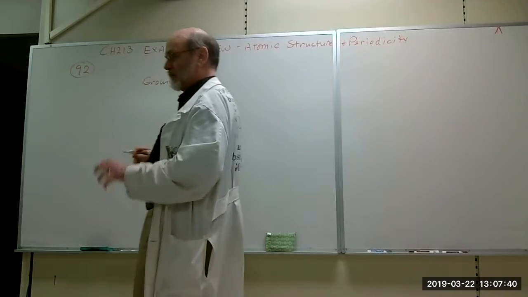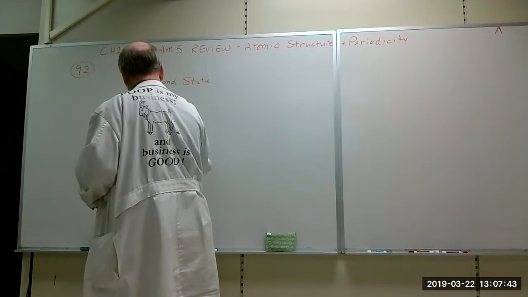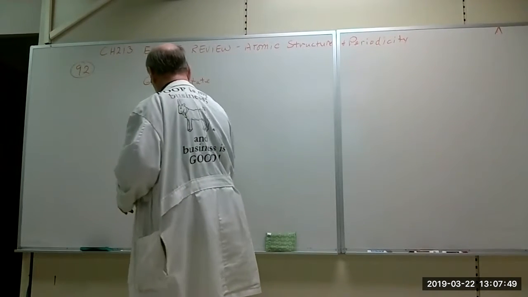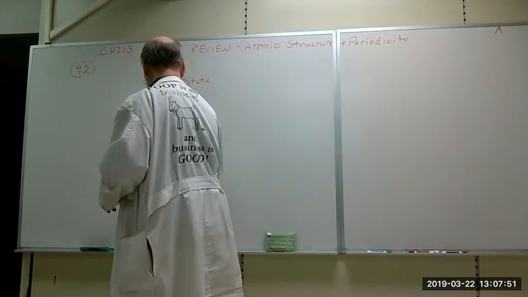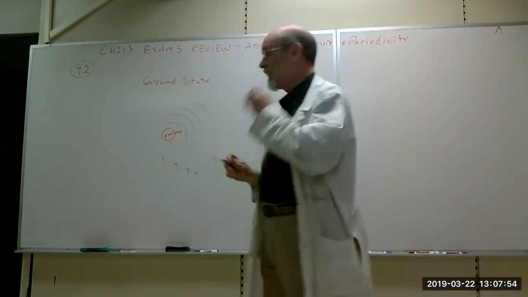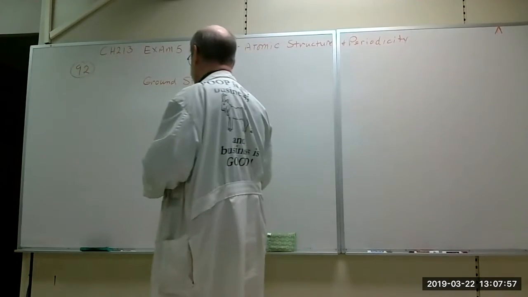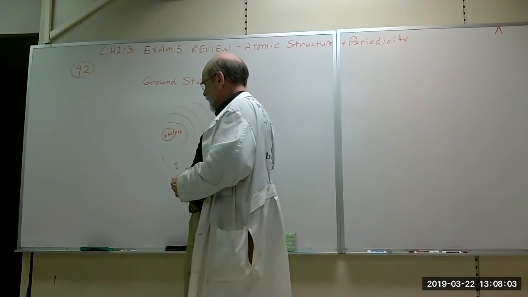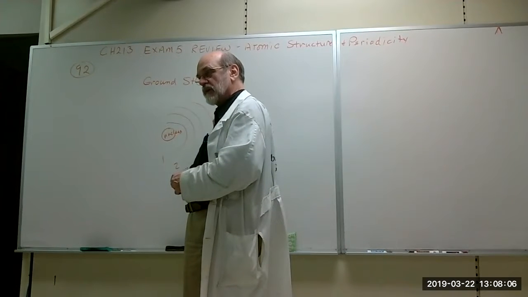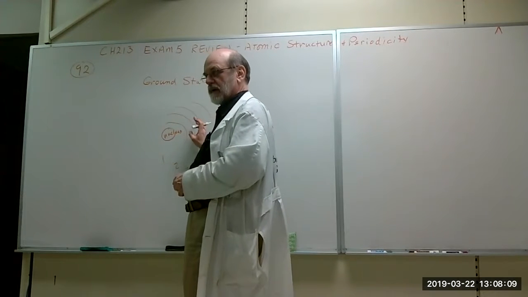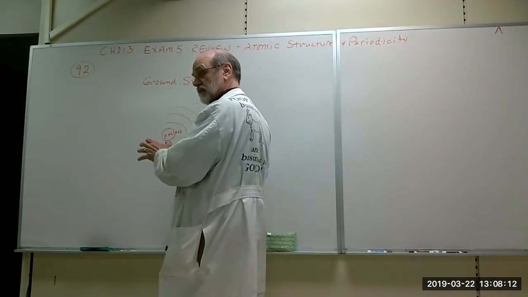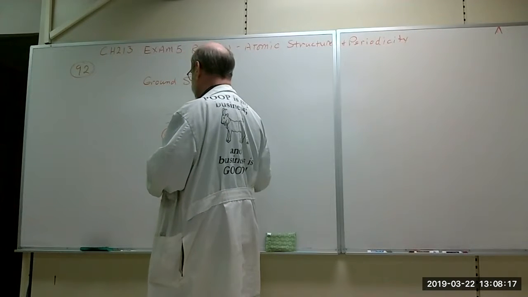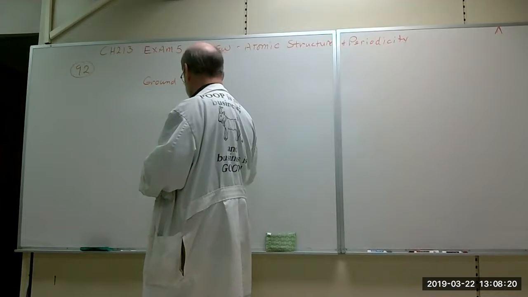Ground state in reference to an atom is you have your nucleus, and then you have your energy levels here, like that. The ground state is the closest that an electron can get to the nucleus without bumping into its neighbors. Which means, if it's hydrogen, then the ground state is right there in that first level. If it's helium, then you'll have another one in there.